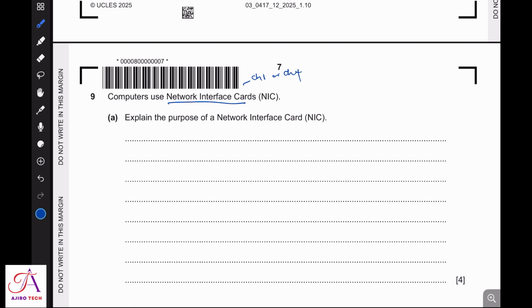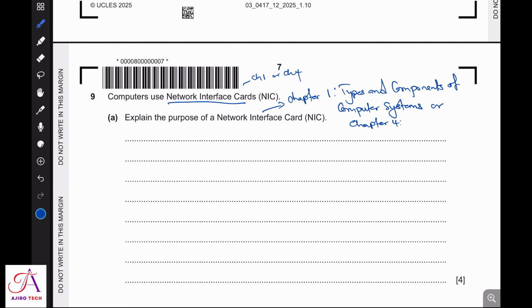Okay, so let me just go with chapter one, types and components of computer systems. I'm in between choices, which to go with, or chapter four, networks and the effects of using them.